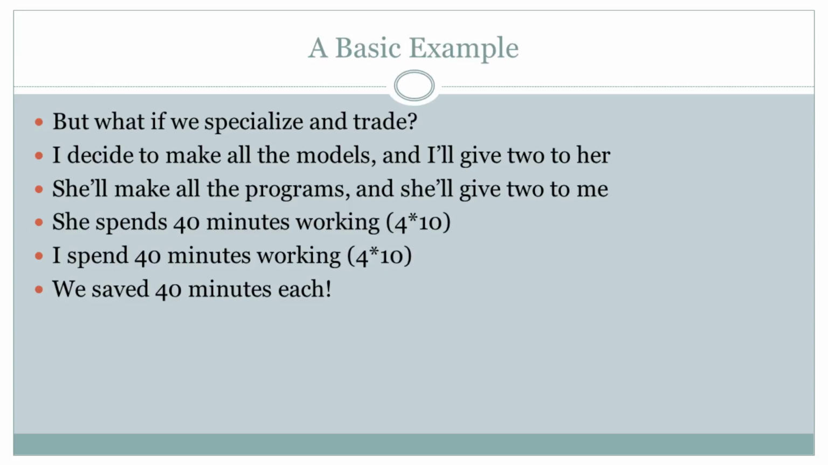So let's figure out how long this was going to take. When it was autarky, when it was no trade, it took us 80 minutes each. Now, if she needs to make 4 computer programs in total, so she can have 2 and I can have 2, that's going to take her 40 minutes. Each one takes her 10. She needs 4 of them. That's 40 minutes. Similarly for me, we need 4 economic models. Each one's going to take me 10 minutes to make, so it's going to be 40 minutes for me. She makes 4 programs, I make 4 models, we trade, we'd have the exact same amount that we had before, 2 and 2, but it only took us 40 minutes each.